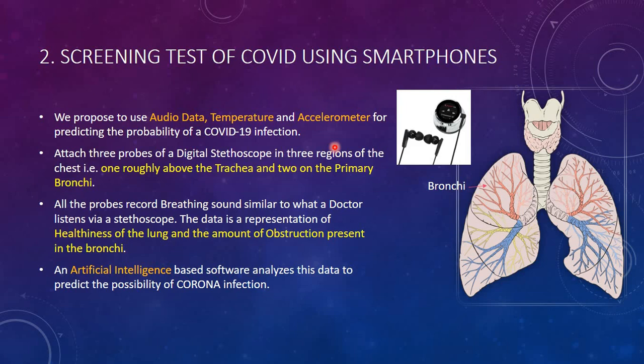There are digital stethoscopes available, for example, like this, which can be connected to the smartphones and record the breathing sounds. So we propose to use 3 probes of a digital stethoscope and attach them to the chest, one at the trachea region and 2 at the primary bronchi. Now, obviously, the breathing sound is simply a representation of the healthiness of the lungs, or we can say the amount of obstruction which is present in the bronchi. Now, an artificial intelligence-based software analyzes this data and predicts the possibility of corona infection for a person.